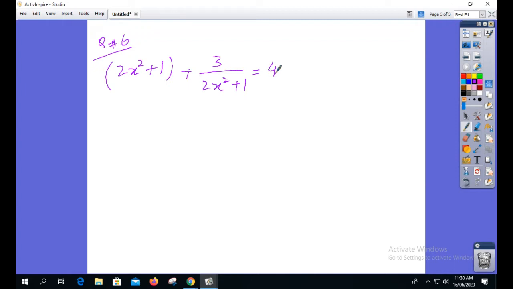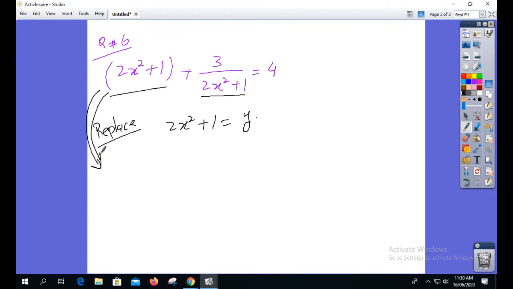Here we replace or substitute or suppose 2x squared plus 1 equals to y. When we replace, what will be the result of this equation? Here we replace y and here we replace y. So it becomes y plus 3 by y equals to 4. Is it clear to everyone?